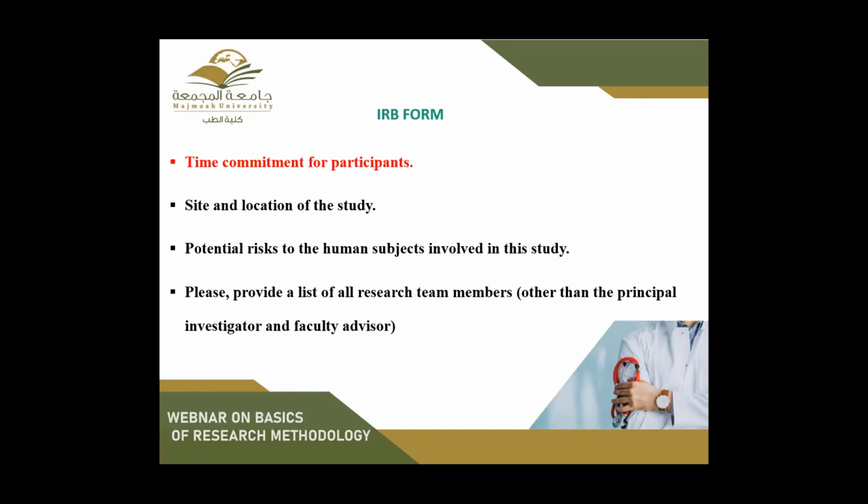Then the site and location of the study, and potential risk. If there is some risk to the patients, in some studies, especially intervention studies, there are some risks. So you have to write these potential risks, and please provide a list of researchers. If you have many researchers, you have to list their names here.